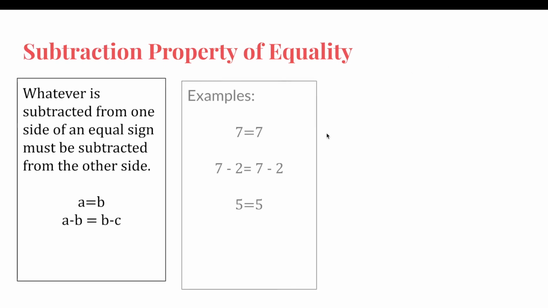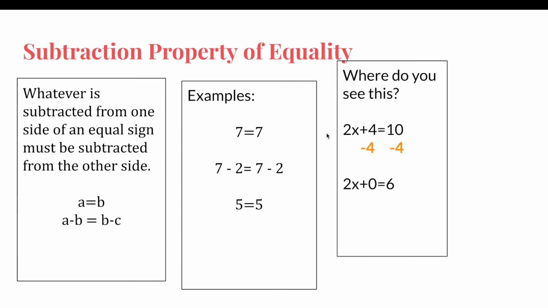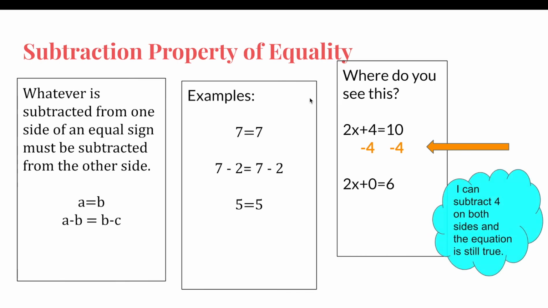And then the subtraction property of equality is about subtracting the same number from both sides, and keeping the equation true that way.